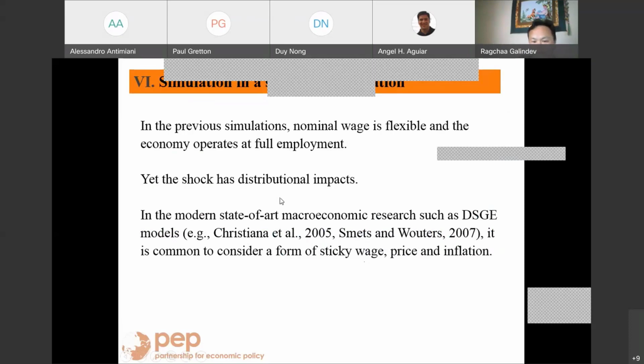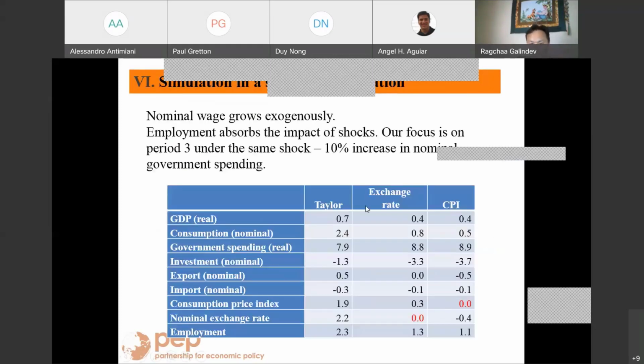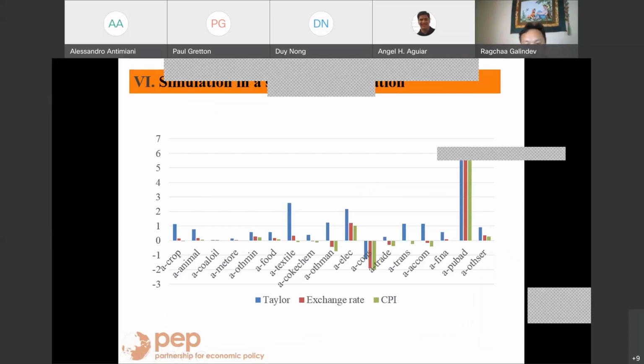Now I'm going to focus on the sticky wage. So I'm fixing the nominal wage and then shocking the model with the same shock. You can see that we have a real effect here in real GDP, and the results are very different again. More importantly, employment is increasing more in those two cases, so that's why real GDP is increasing more. And once again, you can see that the value added of the sectors are very different.